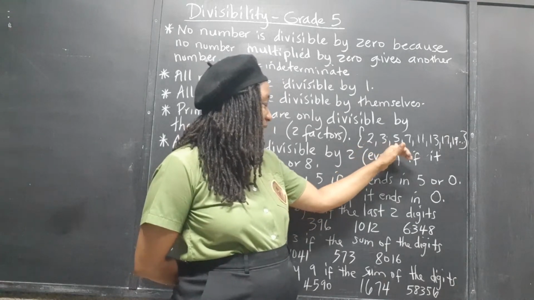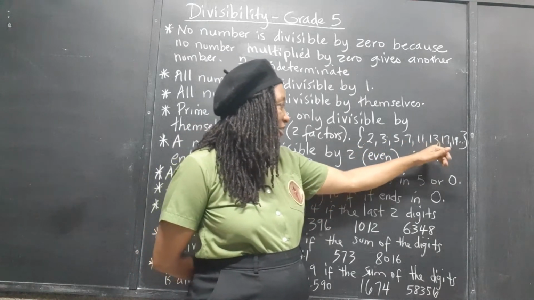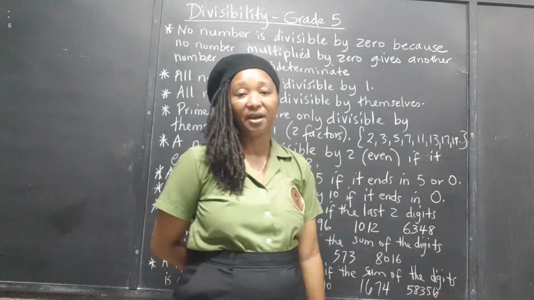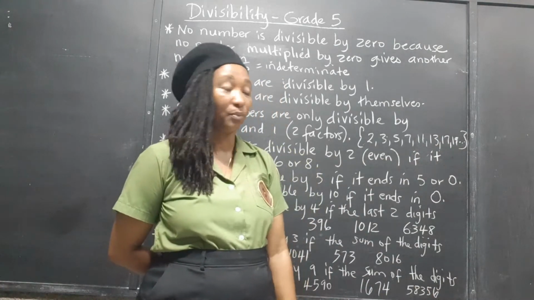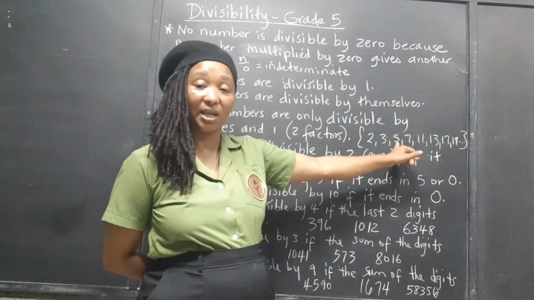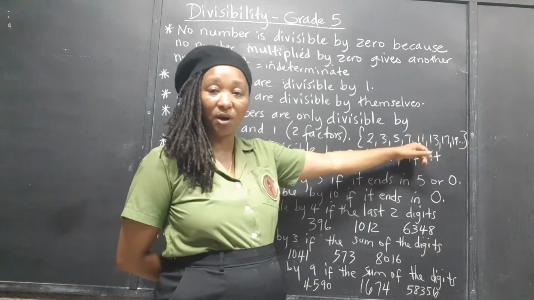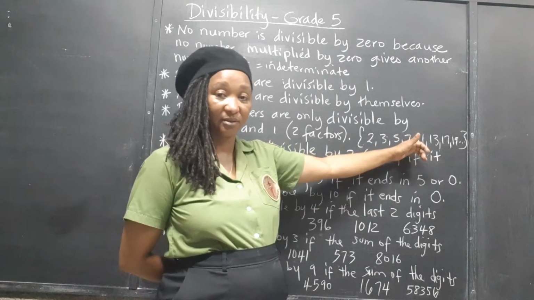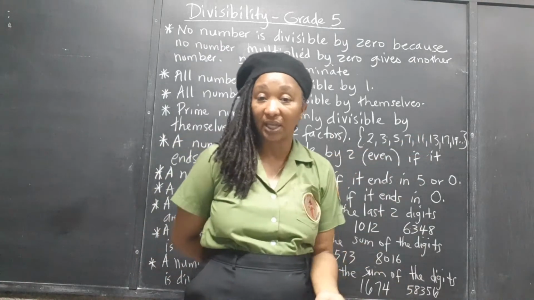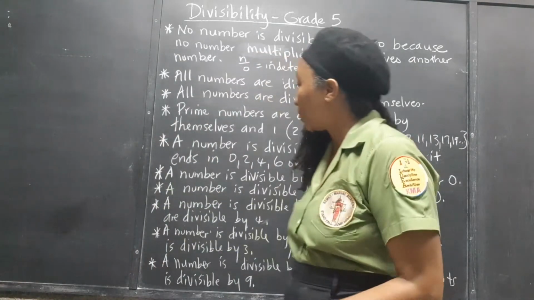2, 3, 5, 7, 11, 13, 17, 19 are the first set of prime numbers. Only 5 and 1 can go into 5. Only 11 and 1 can go into 11. Right? Only 19 and 1 can go into 19. So those are the prime numbers.